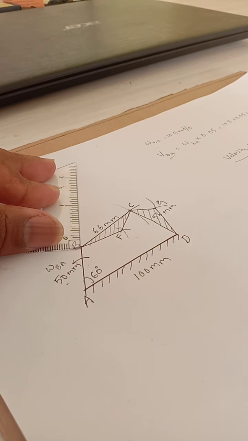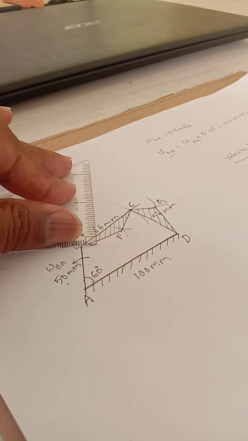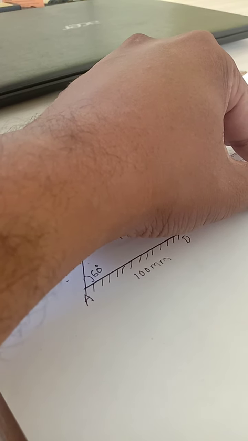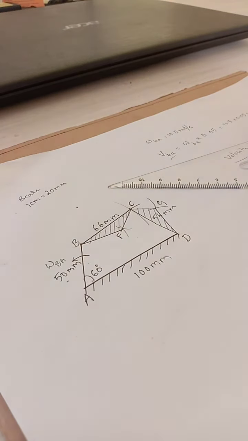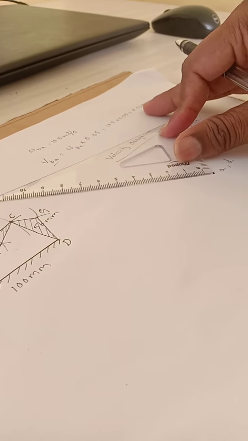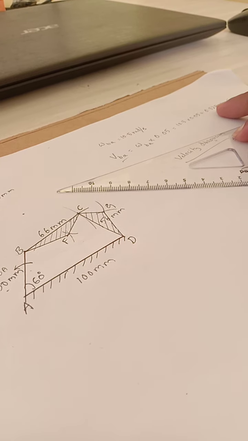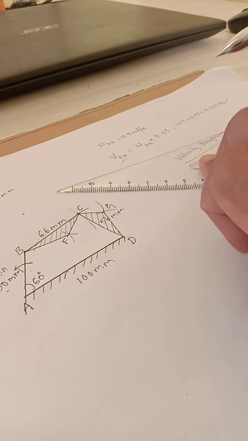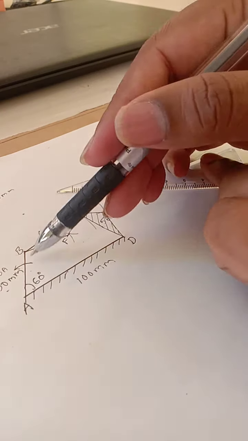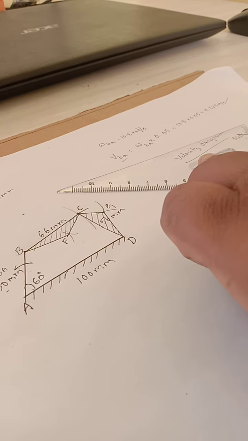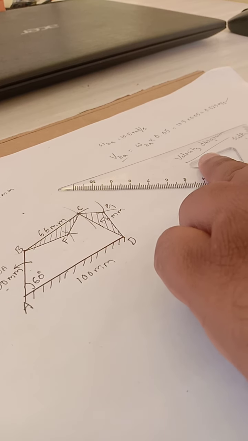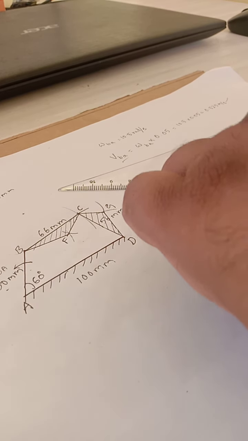Now I will transfer this. I have to transfer it carefully so that it is not missed. It should be perpendicular to BA only. Okay, I am transferring that. So this line will be perpendicular to AB only. I am drawing a perpendicular from AB. That is what the velocity diagram means.